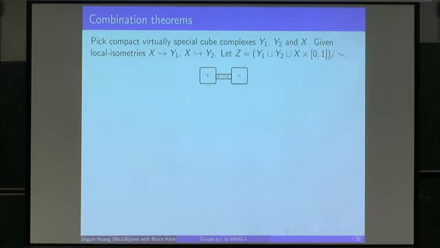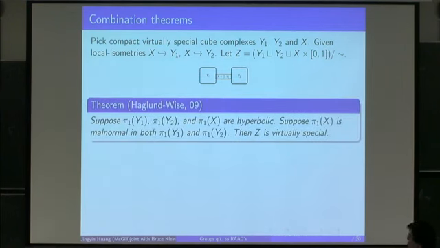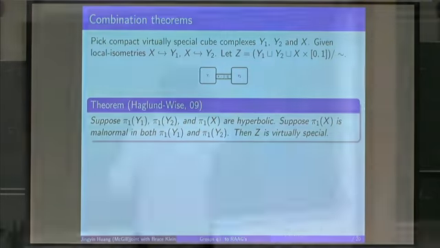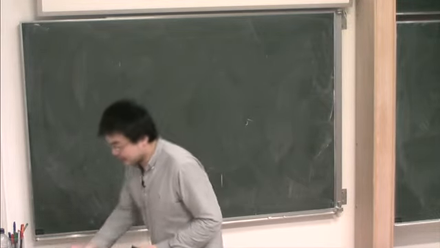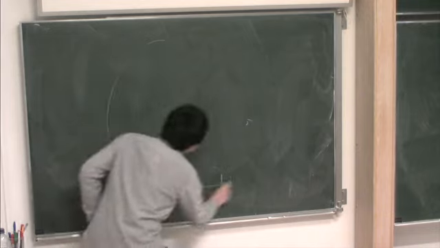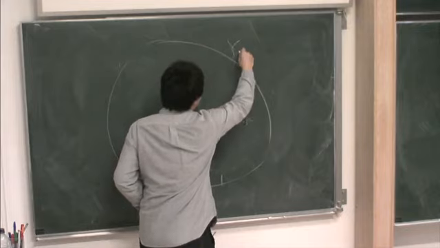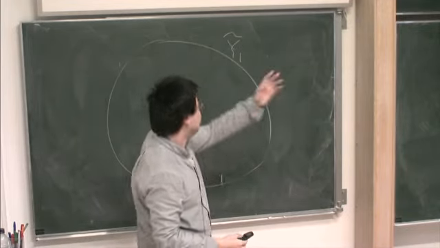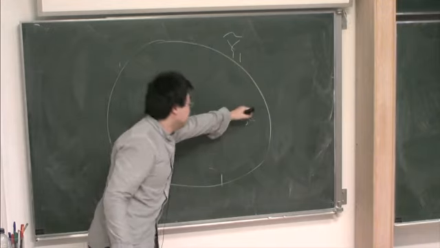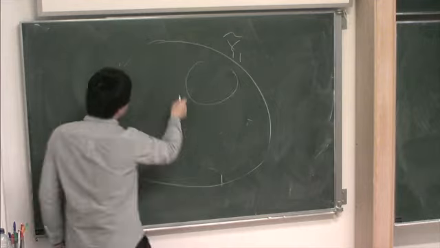So the first result in this direction is by Haglund and Wise. The assumptions are: suppose all your fundamental groups, the vertex groups and edge groups, are hyperbolic, and we also assume the edge group is malnormal in the vertex group. So let me draw you a picture of what this malnormal means. If we have an edge space in a vertex space, let's pass to the universal cover of the vertex space. Let's say Y1 tilde is the universal cover of this vertex space Y1. Then in this universal cover, you will see a lot of copies of the universal cover of the edge space.